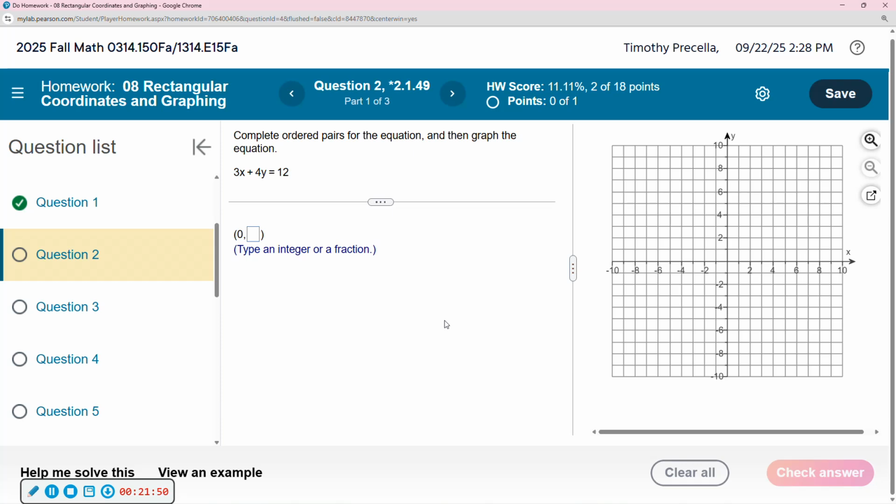Let's look at number 2. Number 2, 3x plus 4y equals 12.